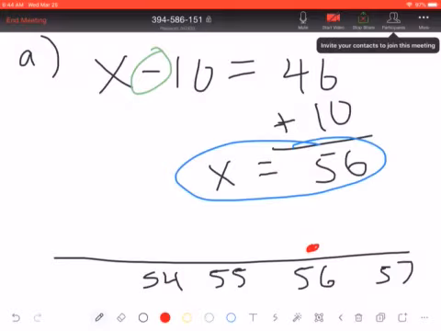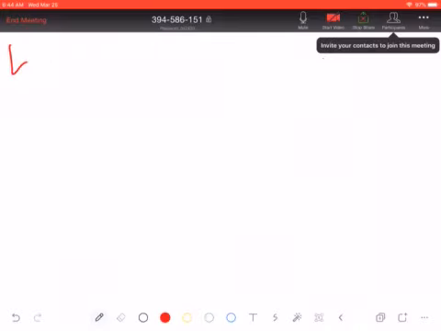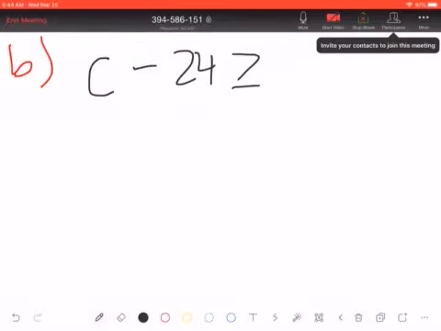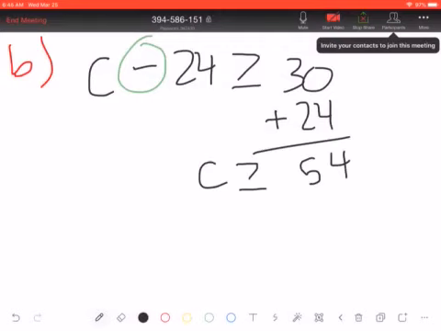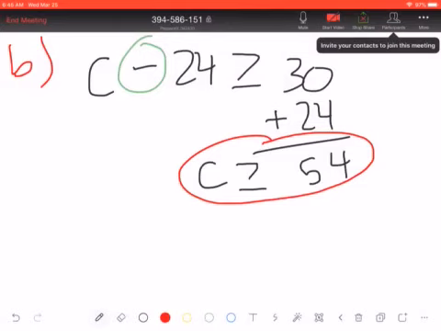Let's look at B next. So B is C minus 24 is greater than or equal to 30. So again, we'll use our inverse operation, subtraction. So this time we're going to be adding. So we'll add 24. We'll bring our signs down. We'll bring our variable down. So then we've got C is greater than or equal to 54.